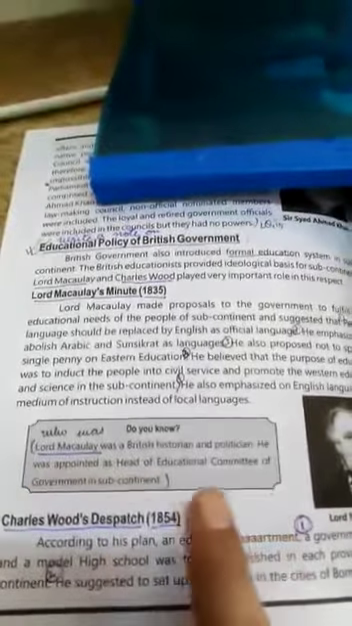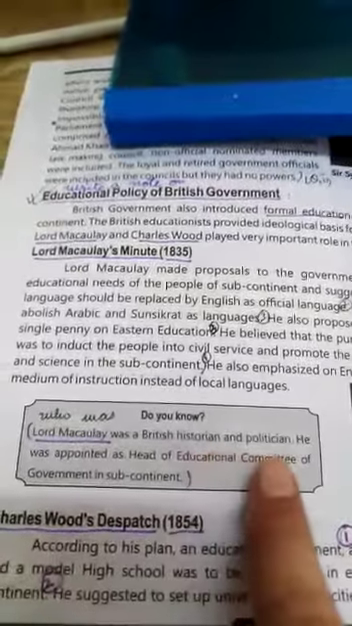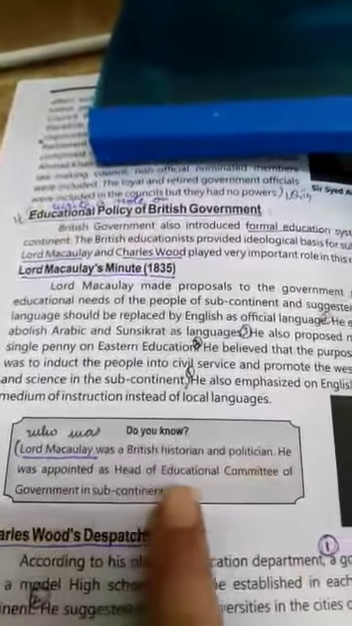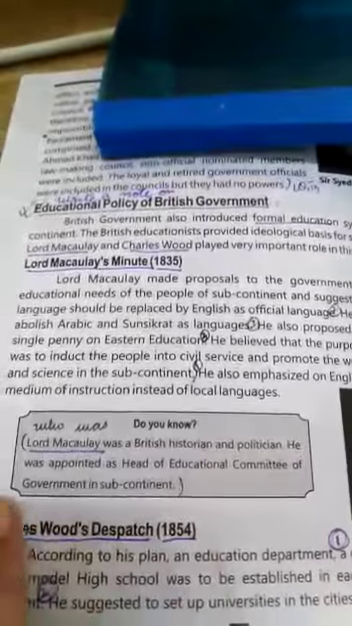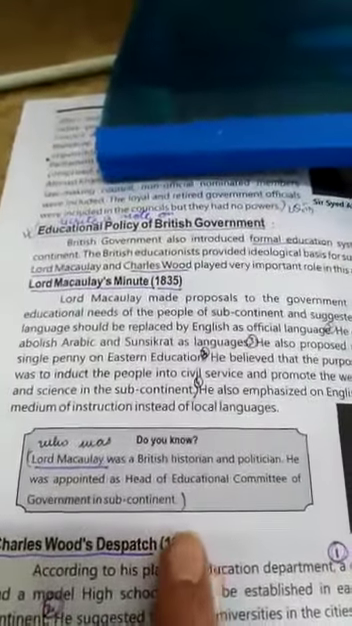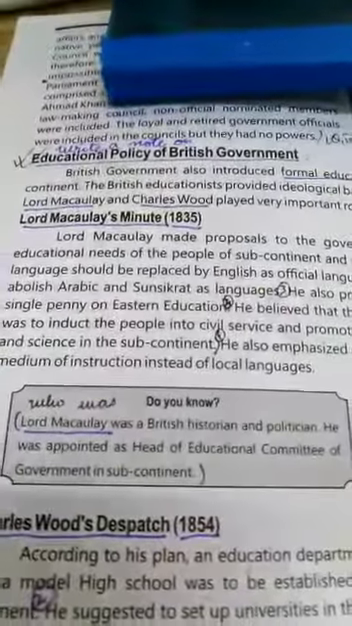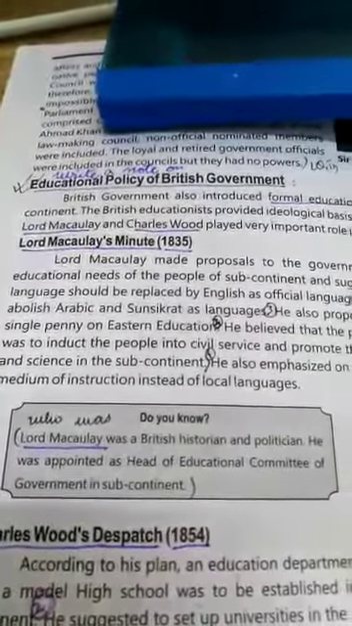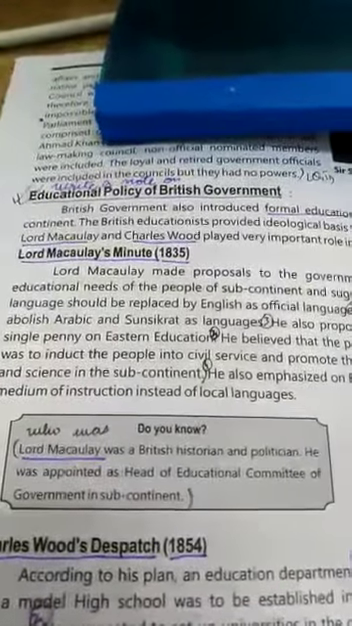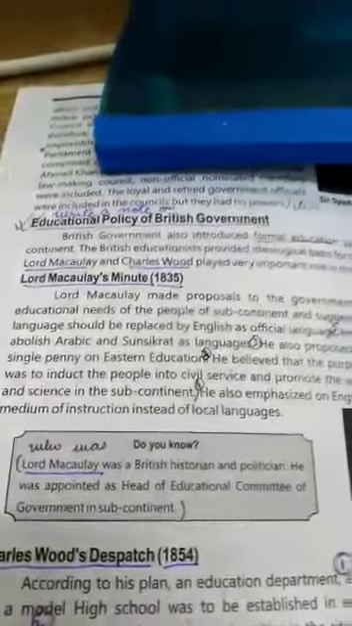Now, one by one, we will look into the educational policies, first the one given by Lord Macaulay in his minute. First of all, we will look into the info column, which tells us who Lord Macaulay was. Lord Macaulay was a British historian and politician. He was appointed as the head of the educational committee of the government in the subcontinent. So it must be clear to you that Lord Macaulay was a British historian, a politician, and was appointed as the head of the educational committee of the government in the subcontinent.